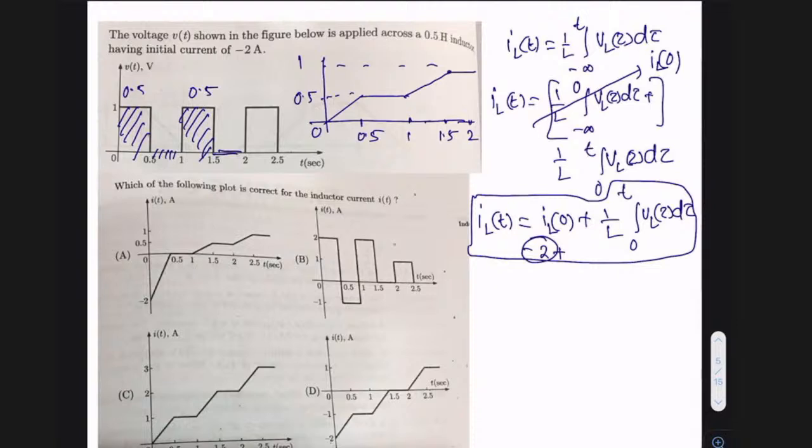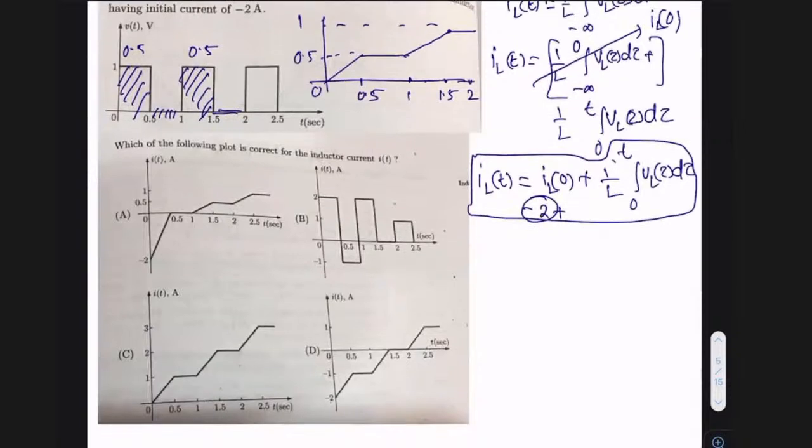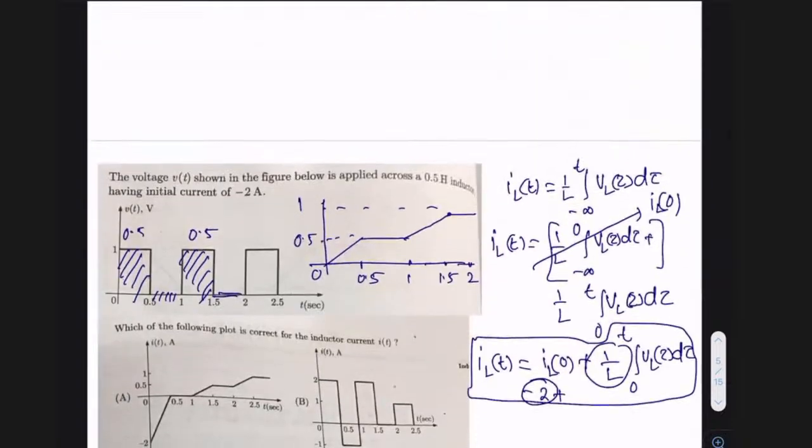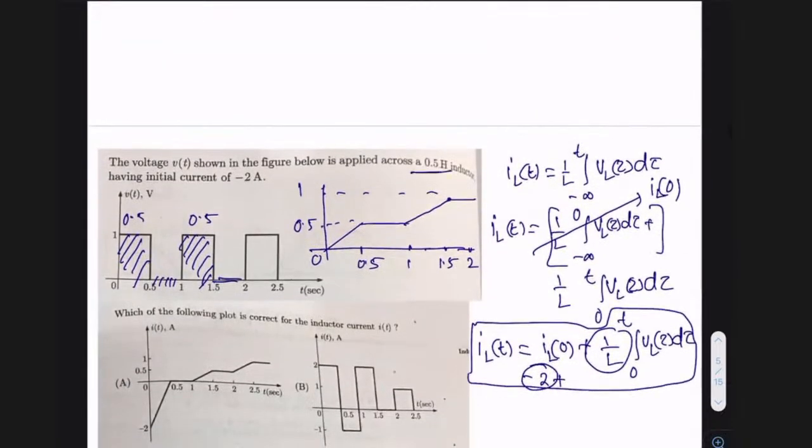But what is the modification I need? I have to multiply this by 1 by L factor. And second thing is I have to add -2. So what is the inductor value given? Inductor value is 0.5. So if the inductor value is 0.5, what is 1 by 0.5? 1 by 0.5 is basically 2. So here it is 2. If you are multiplying by 2, this amplitude which is 2 into 0.5, this becomes 1. This amplitude which was 1, now this becomes 2.